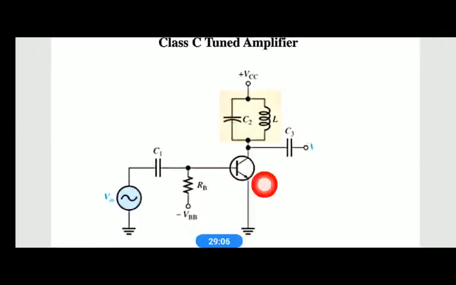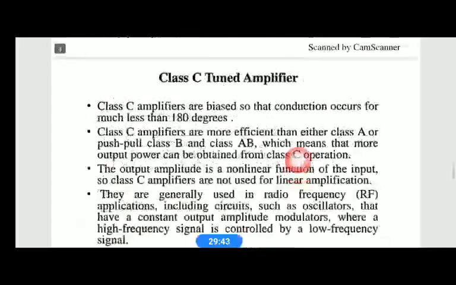Here is the diagram of the class C amplifier. The class C amplifier generates an output conducting for less than 180 degrees, more than 0 degrees, meaning it is between 0 and 180 degrees. Therefore it gives you pulses of waveform at the output. To get the full waveform at the output, we use an LC tuned circuit. This LC tuned circuit converts these pulses into oscillation at a resonant frequency.